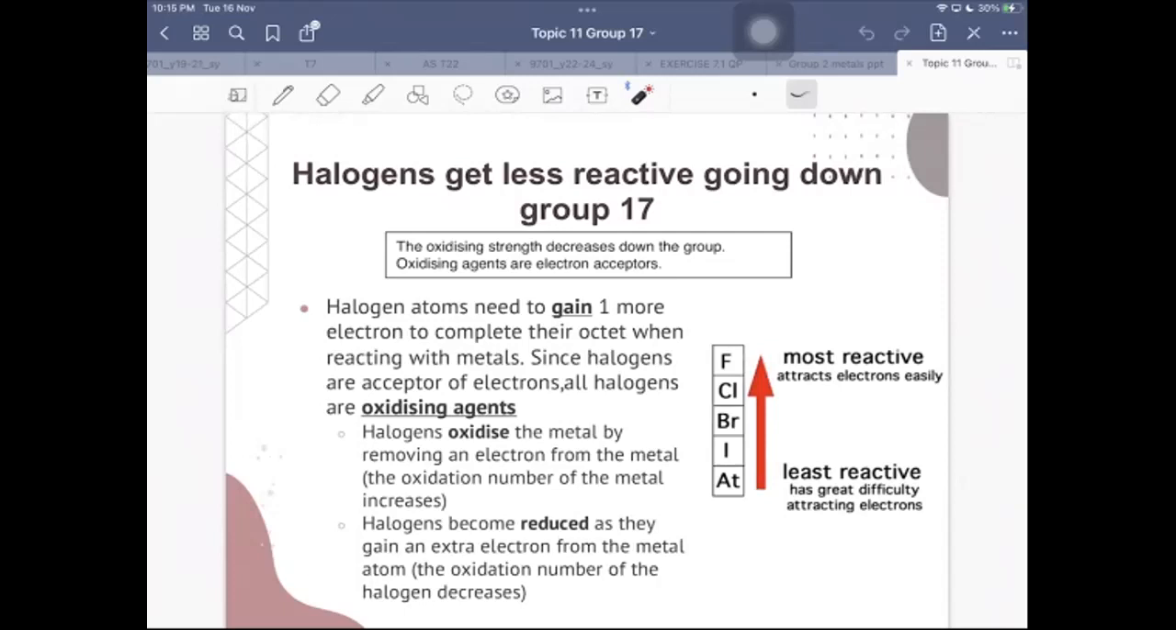You have learned already in topic 6 recently that oxidizing agents tend to accept electrons. The reason is because oxidizing agents will get reduced, and for the halogens to be reduced, they need to gain electrons. Remember your OIL RIG: oxidation is loss of electrons, reduction is gain of electrons. So halogens will oxidize the other species. Usually they will react with metal, so it will oxidize the metal, where the halogen itself becomes reduced.